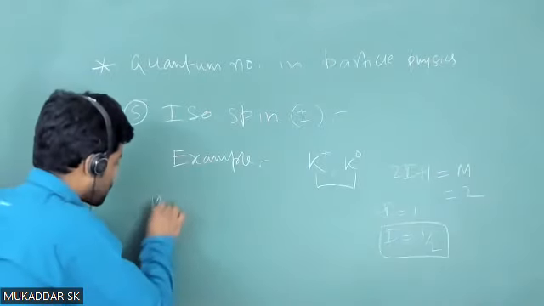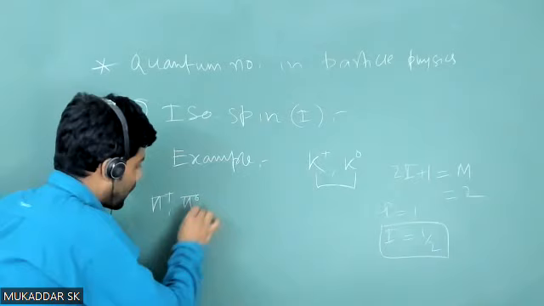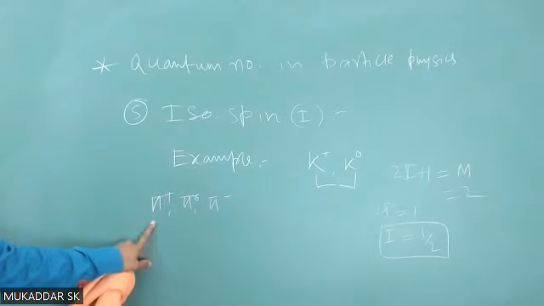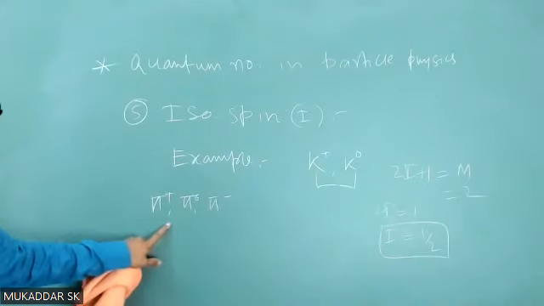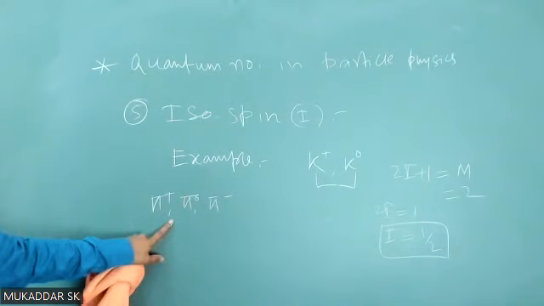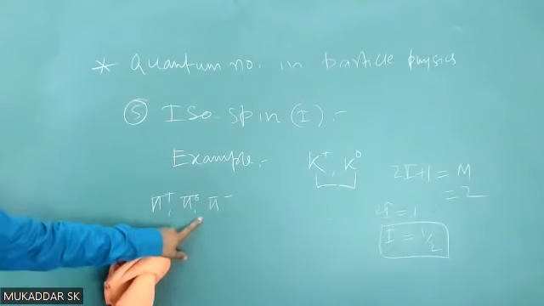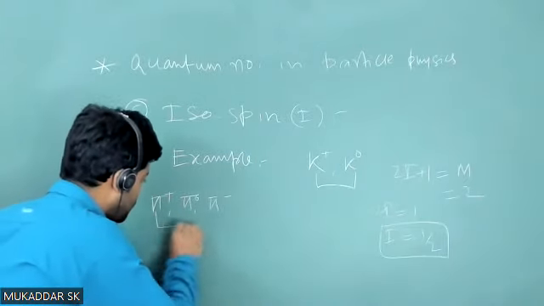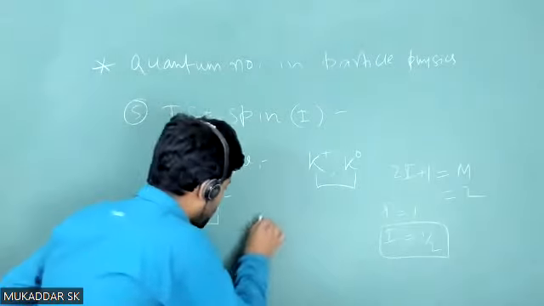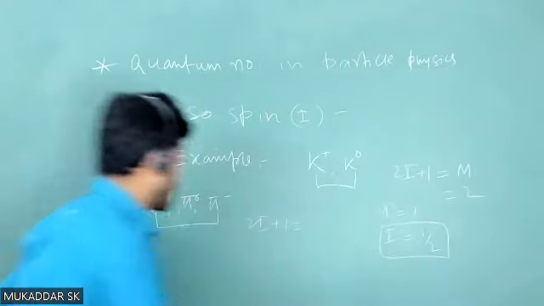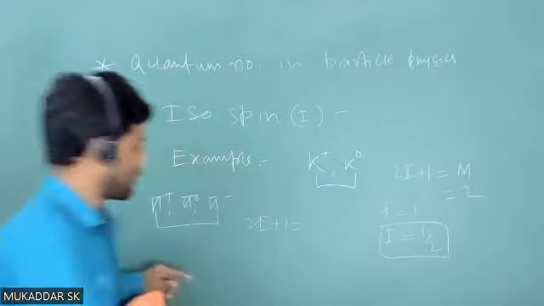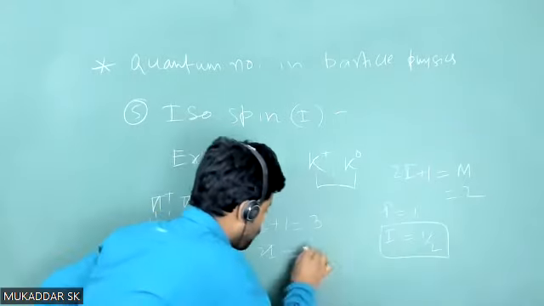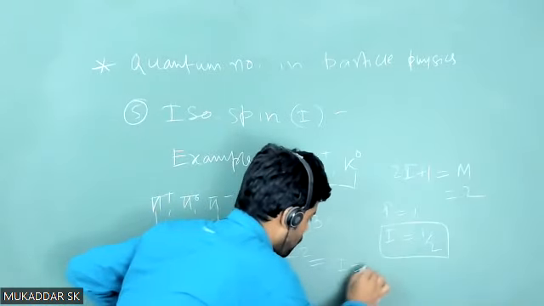Similarly, you have pi plus, pi 0 and pi minus. They have same mass and same spin. What is the strangeness of these particles? Strangeness is 0 for all. So all these three quantities are same, and they are grouped together. The quantum number is given by 2I plus 1 equals M. You have three particles, so M should be 3. It means 2I equals 3 minus 1, that is 2, which implies I equals 1.